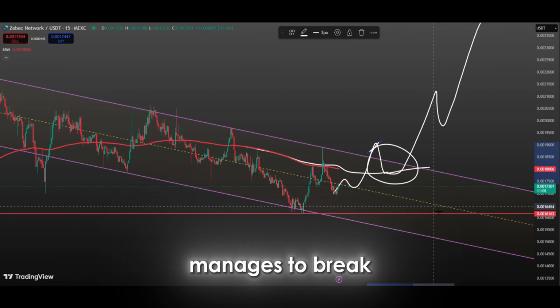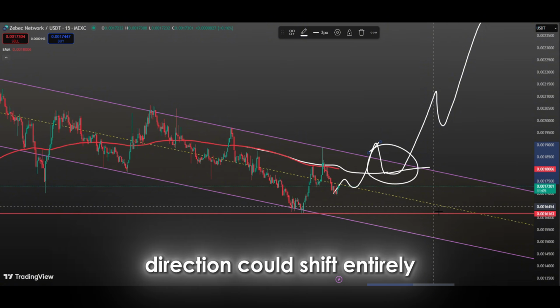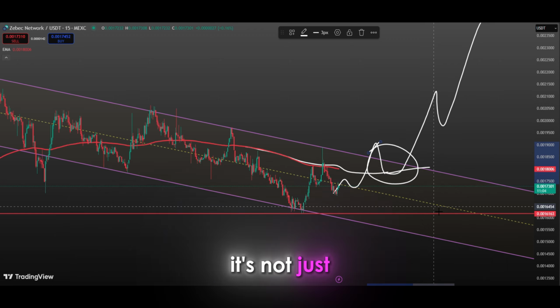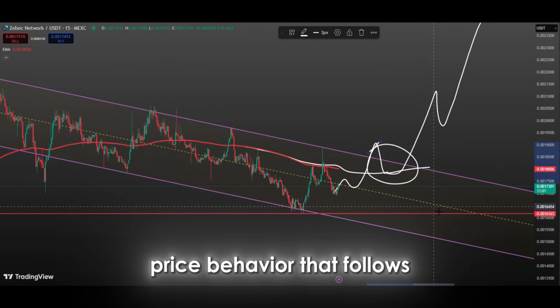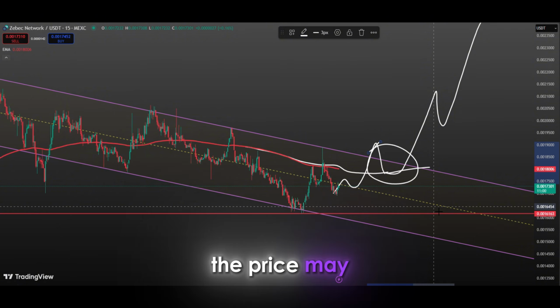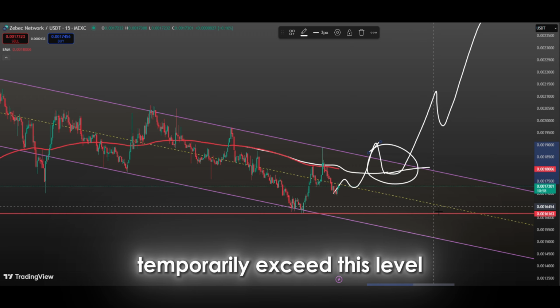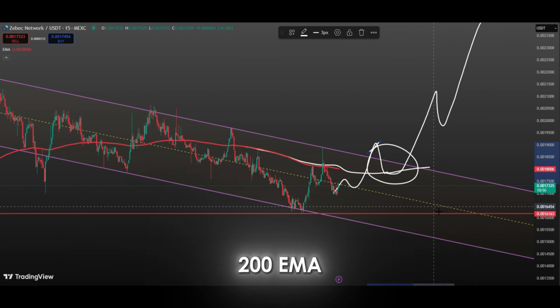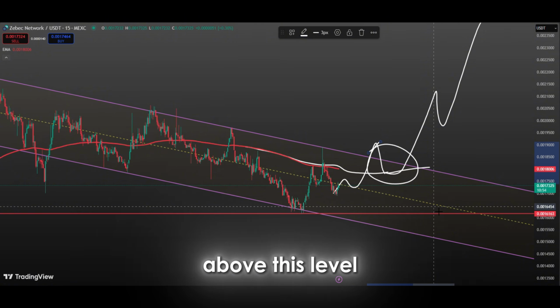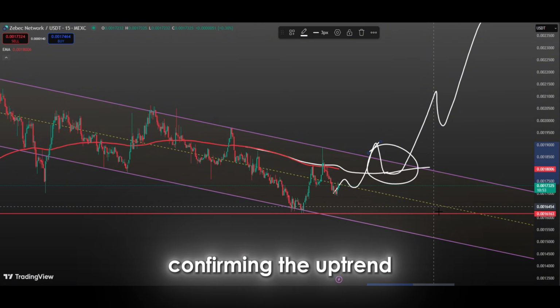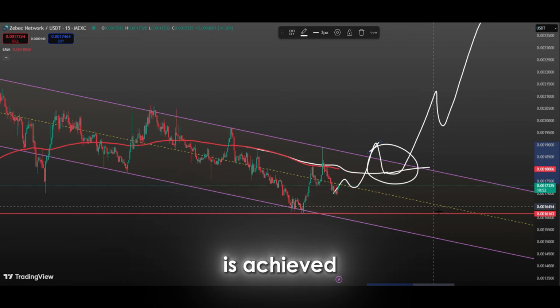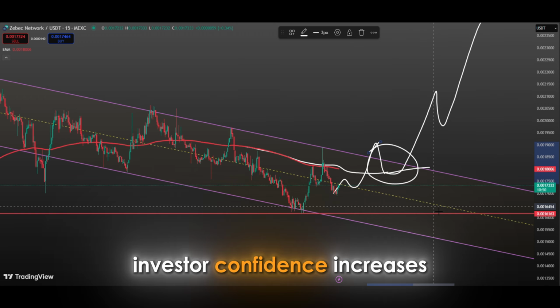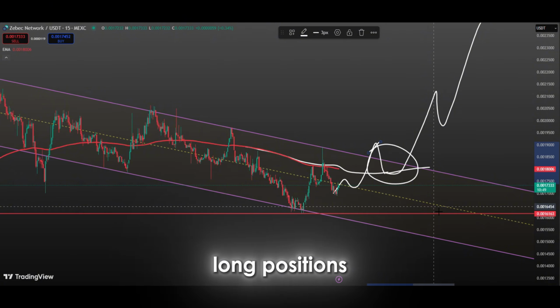If the price manages to break this level to the upside and starts closing above it, the overall market direction could shift entirely. However, it's not just the break above the 200 EMA that matters, but also the price behavior that follows. In some cases, the price may temporarily exceed this level, but then fall back below. That's why sustained movement above the 200 EMA, meaning at least several daily closes above this level, is crucial for confirming the uptrend. Once this stability is achieved, investor confidence increases, and more participants may start taking long positions.